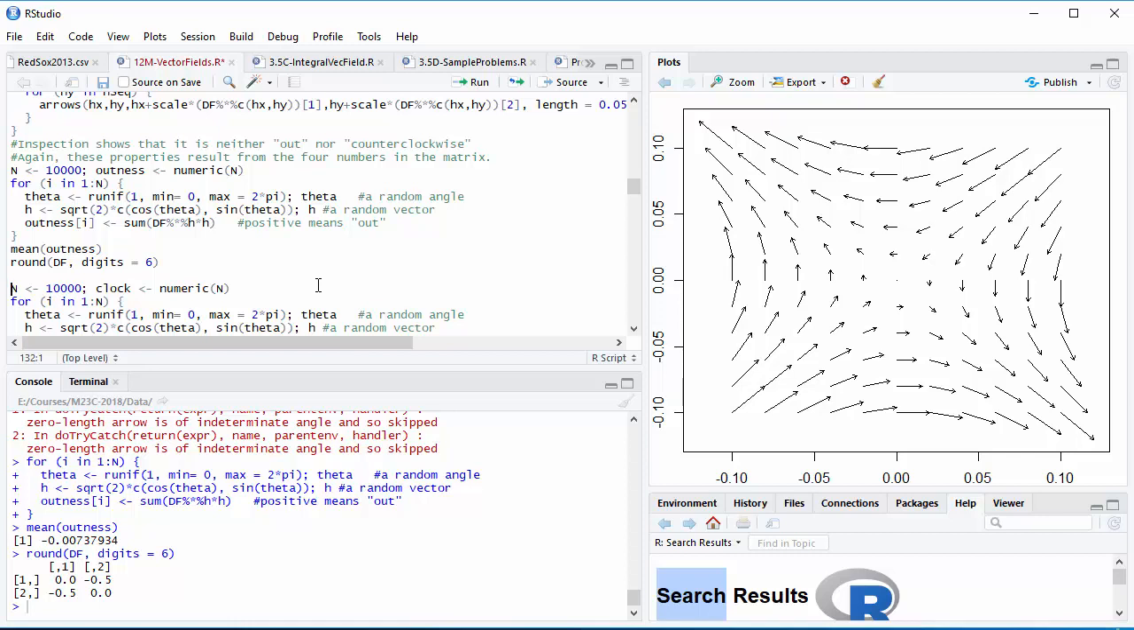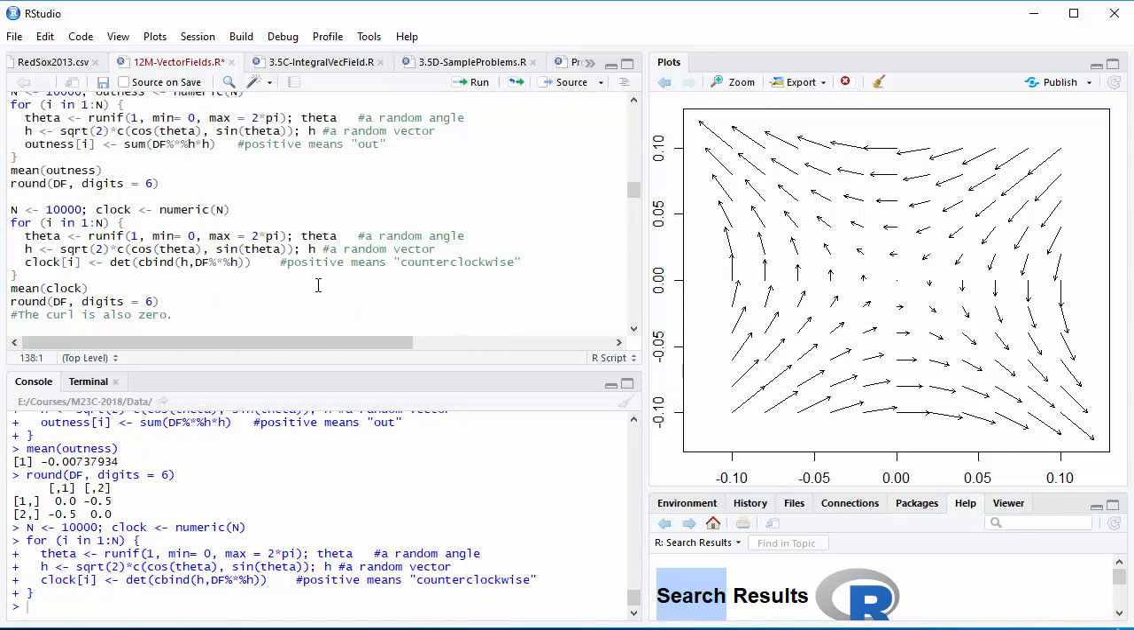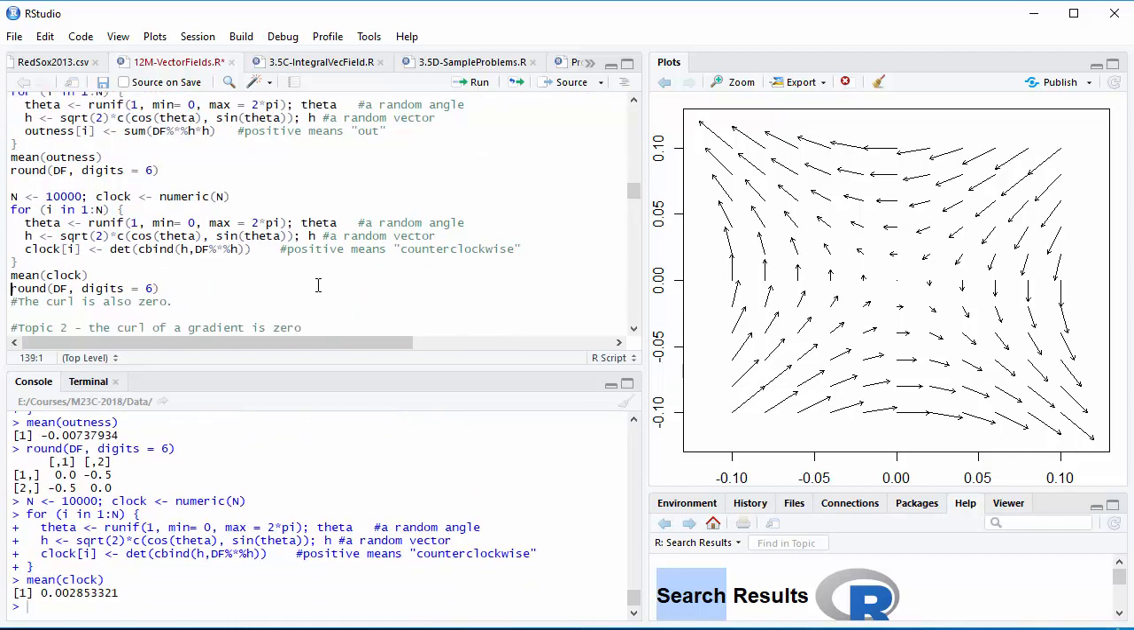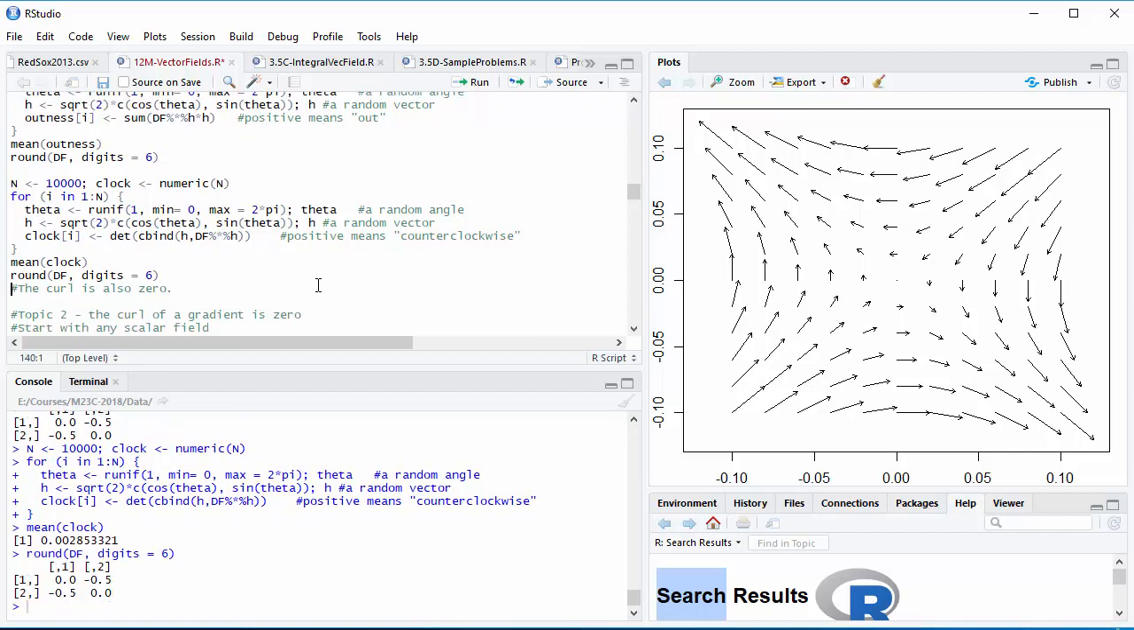What about clockwise versus counterclockwise? I do the same calculation. The mean is very close to 0. The difference between the off-diagonal entries is also 0. And as you will learn, if you are taking a physics course or have taken a physics course, the curl of an electric field is always 0.